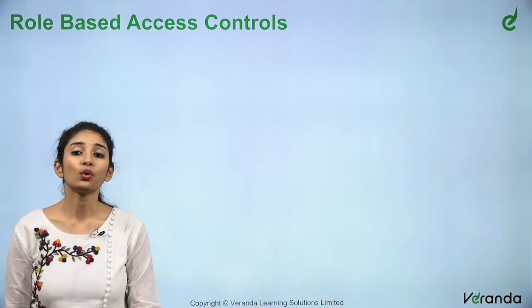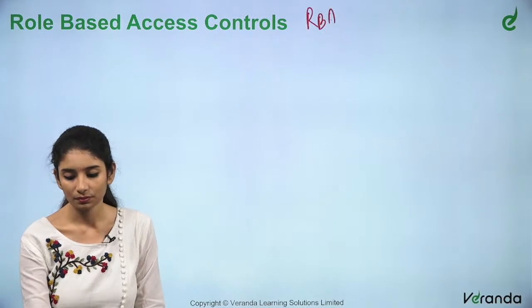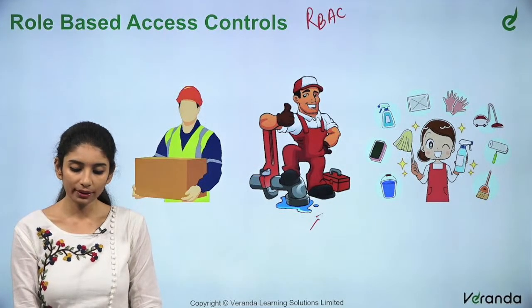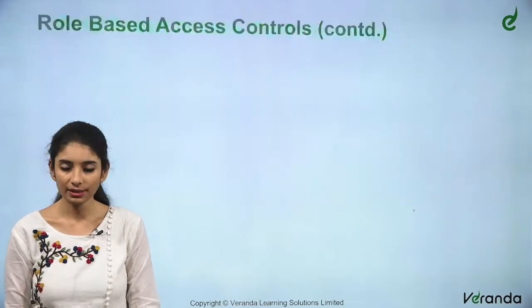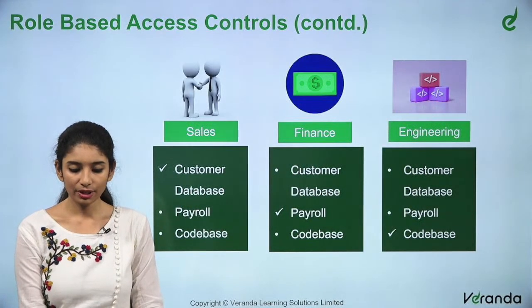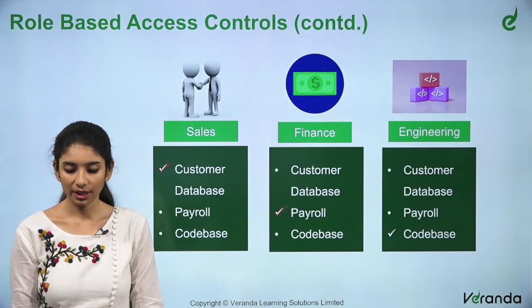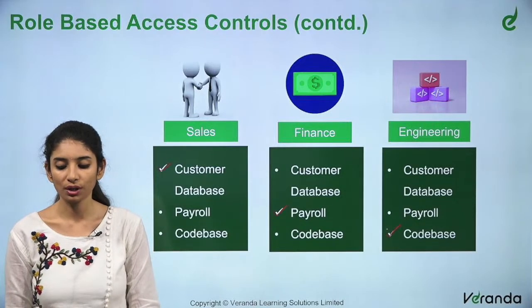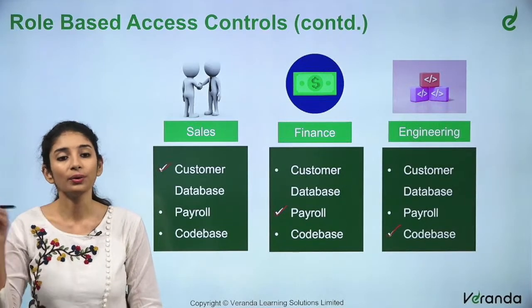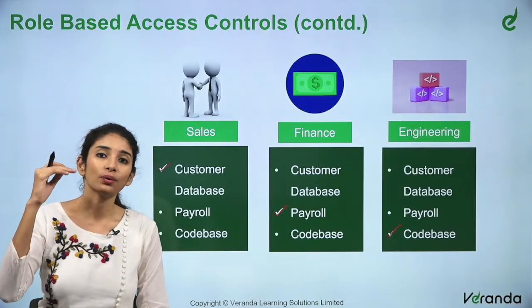Next, what is the meaning of role-based access controls? Role-based access controls, RBAC. People should do things only for what they are meant for. If they try to do something else, then it will result in a disaster. So the sales guy should be able to take care of the customer database. Finance guy should be able to take care of the payroll. The engineering guy should be able to do the code base. An engineering guy cannot take care of the customer database. They cannot do interactivity. So this is the meaning of role-based access control, giving access only based on the role of the person.